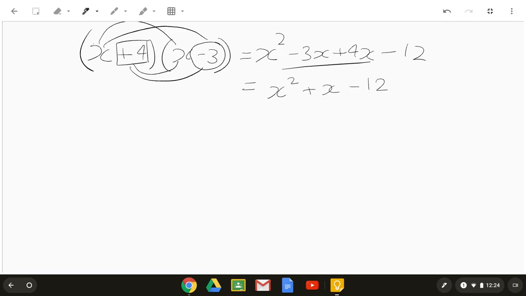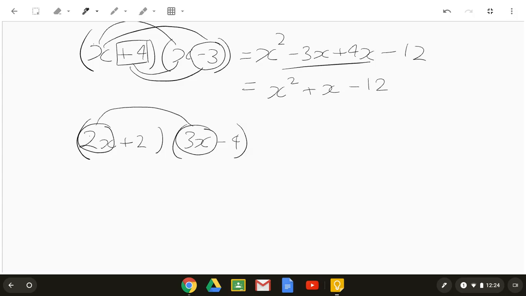Something else a little bit different. If I have a coefficient to the x, well, let's put coefficients to both x's. Okay, so in this one, we need to take that whole term, 2x times 3x. So 2 times 3 is 6. x times x is x squared. 2x times minus 4. So it's positive times a negative is a negative. 2 times 4 is 8x.